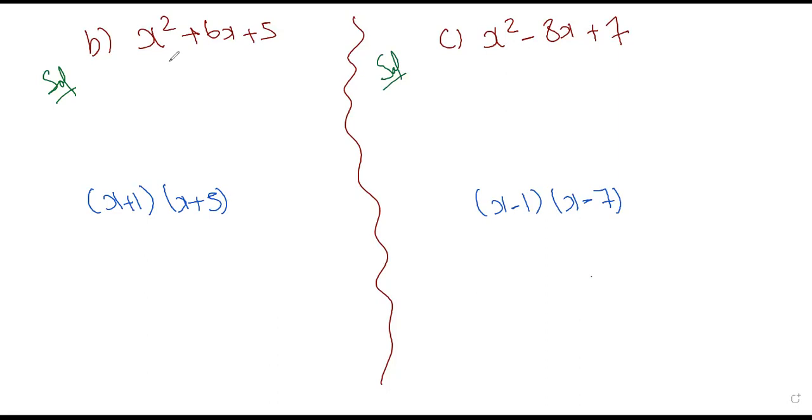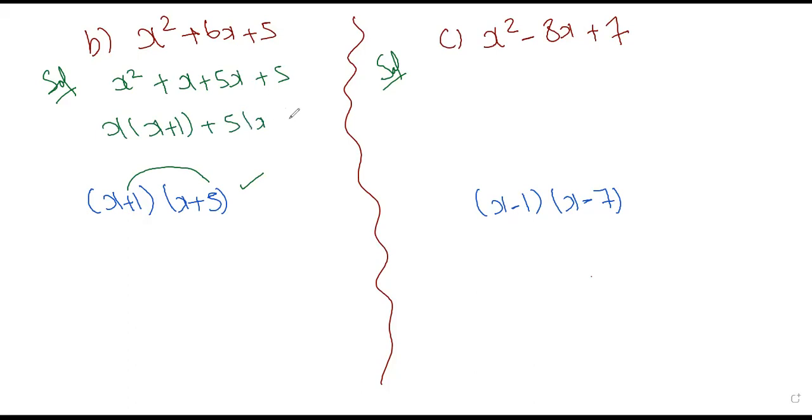So basically, two numbers such that when you multiply them, we get 5. 1 into 5 is 5. And when we add them, we get 6x. So x square plus two numbers look like 5 and 1, x plus 5x plus 5. I can take x common. I will have x plus 1, and then I can take 5 common. I will have x plus 1, and this would be x plus 1 and x plus 5.